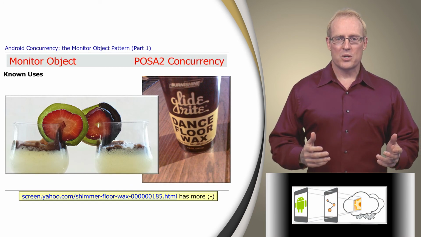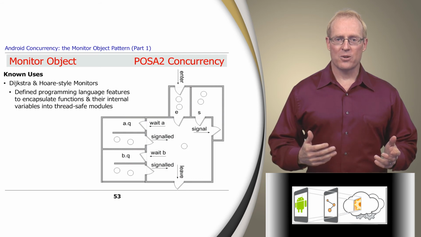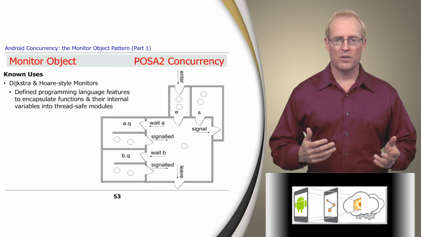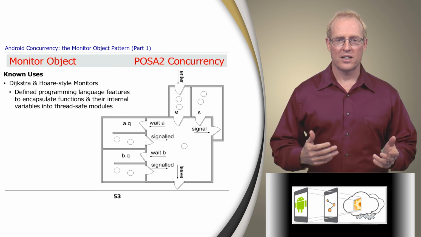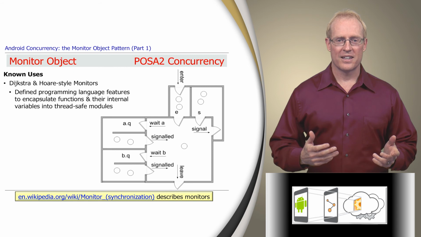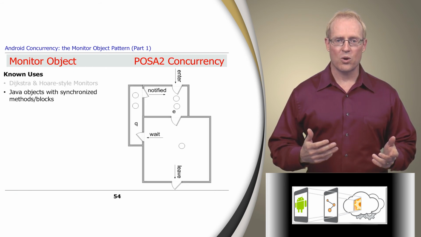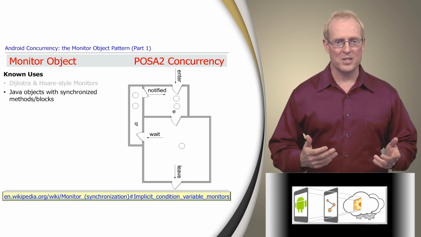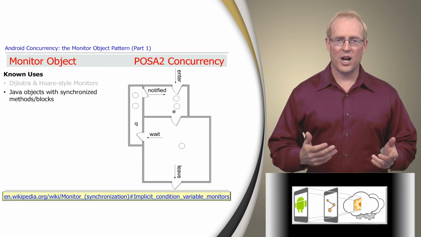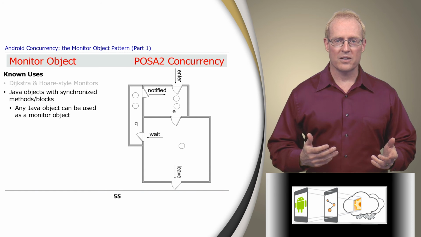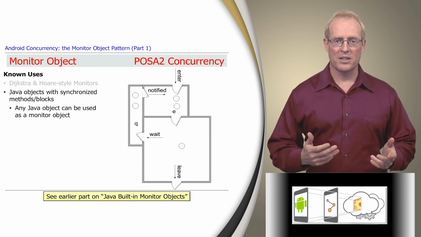There are many known uses of the monitor object pattern, originating with the Dijkstra and Hoare style monitors that define programming language features to encapsulate functions and their internal variables into thread-safe modules, as described at this link. Java built-in monitor objects are based on a subset of the Dijkstra/Hoare style monitors, as described at this link. Any Java object can be used as a monitor object that contains a single monitor lock and a single monitor condition, as described in the previous video in this module.